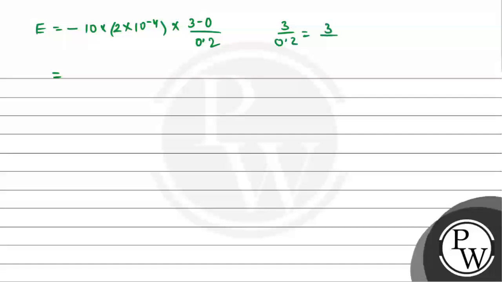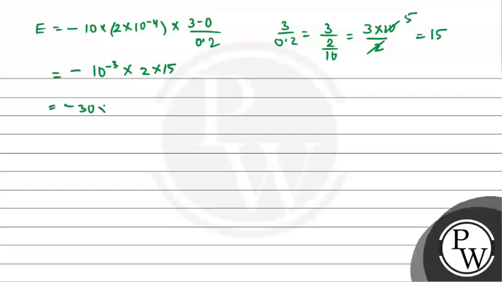And 0.2 we can write as 2/10, that gives us 3 into 10/2. Cancelling 2 from 10, we get 5. 3 into 5 means 15, and from here we can write that 10 into 10 to the power minus 4, that is 10 to the power minus 3, into 2 into 15, that is minus 30 into 10 to the power minus 3, that is minus 3 into 10 to the power minus 2 volt.